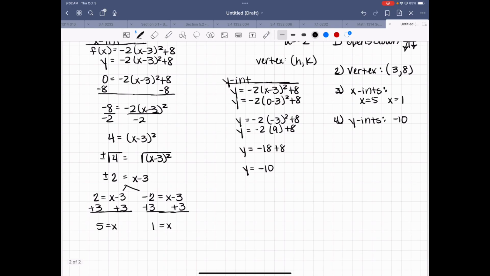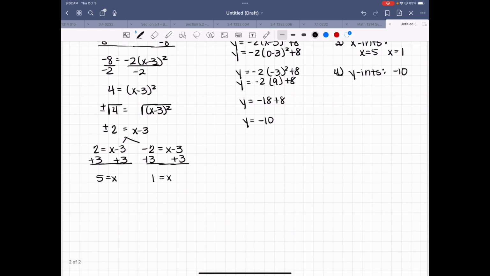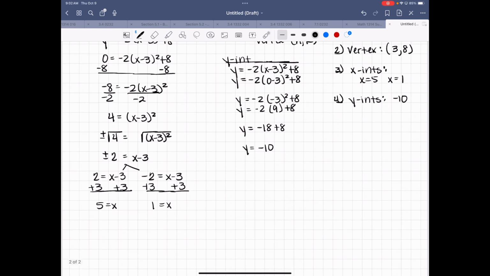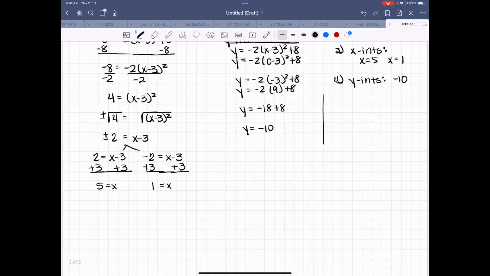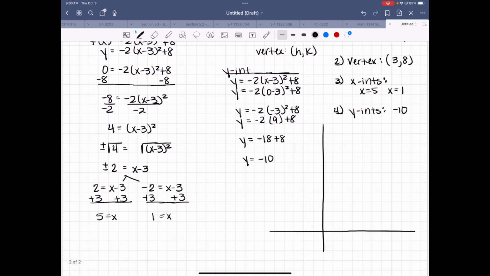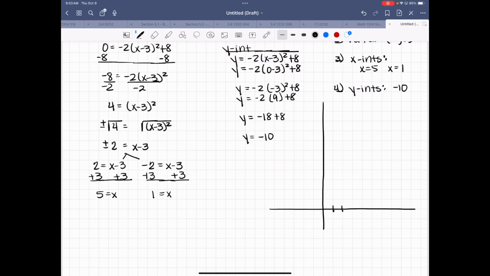And let's see, I've got a vertex at 3, 8, then it's going to open down. Okay, so we got this. And then I have x-intercepts at 1 and 5. All right, so I'm going to draw it kind of like this. And we're going to see if I left enough room there. Okay, so I've got a vertex at 3. And I need 8. 1, 2, 3, 4, 5, 6, 7, 8. 3, 8. Okay, I have x-intercepts at x equals 1. All right, and then I have one at 5. 1, 2, 3, 4, 5.